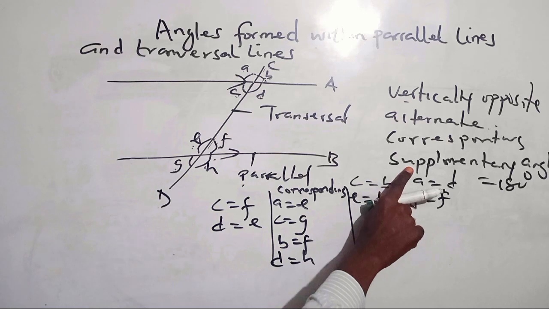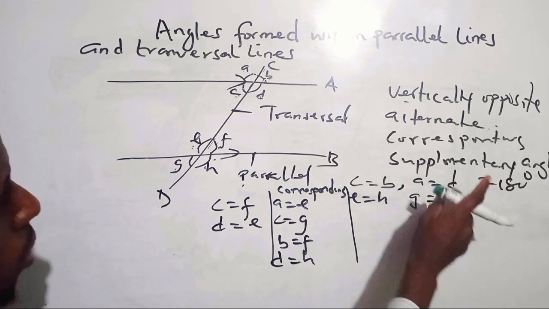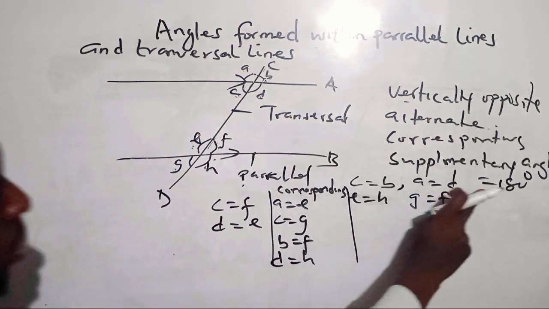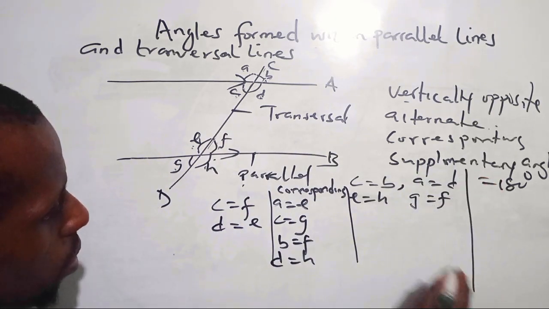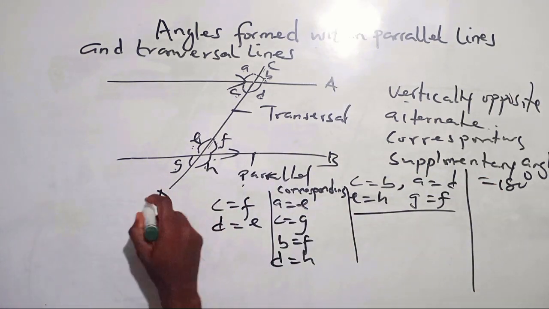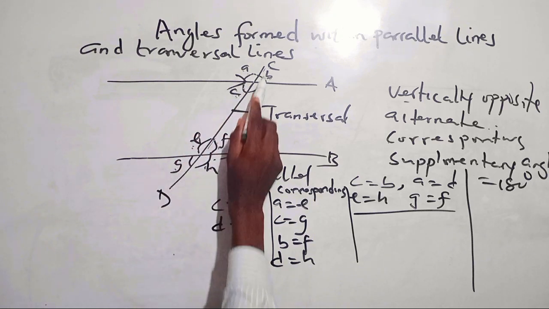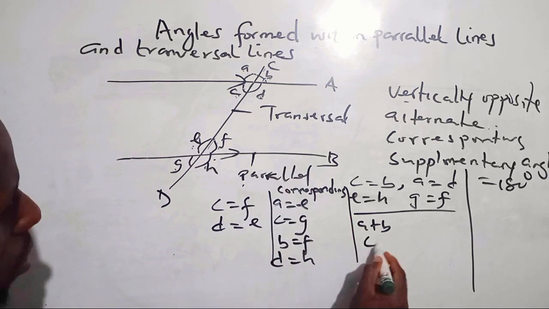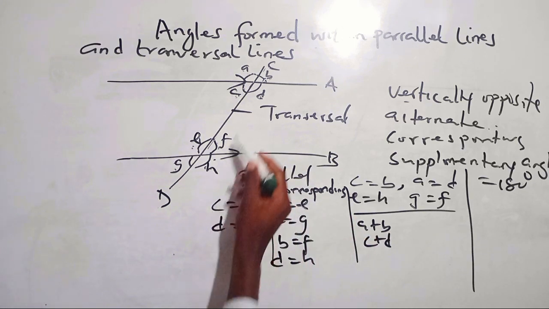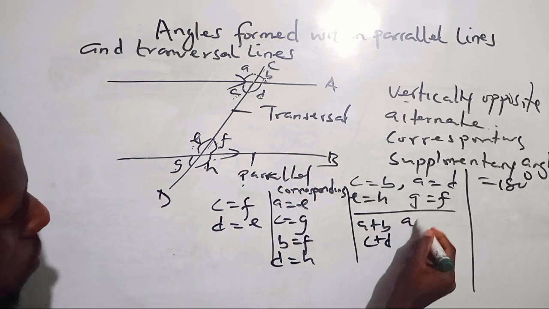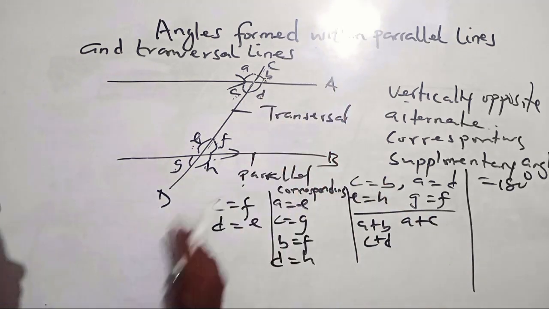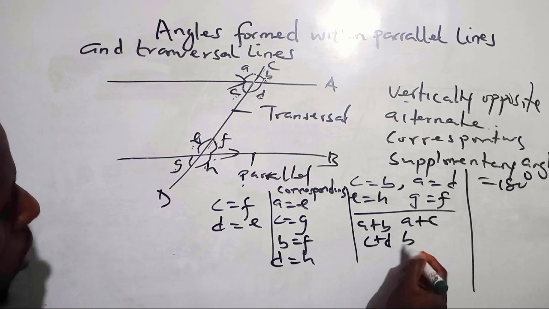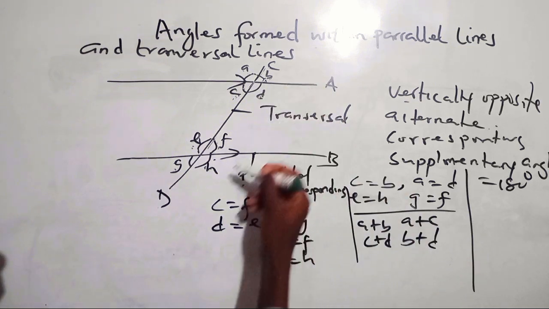But for supplementary angles, these are angles that when you add up, give you 180 degrees. The opposite of this is complementary: when you add up, you have 90 degrees. But for supplementary, the angles when you add, give you 180 degrees. So what angles are supplementary in this case? A plus B is supplementary. C plus D is supplementary. Or you take it like this: A plus C is on a straight line, and the straight line angle equals 180 degrees. You can take it this way as well: B plus D are supplementary.